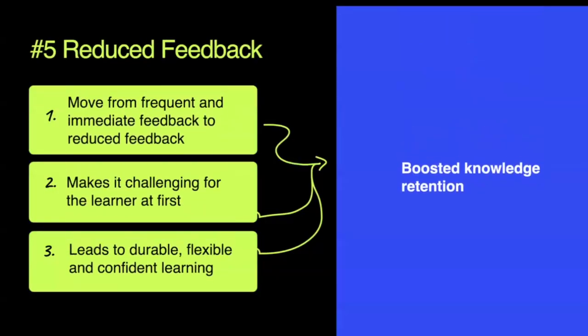The fifth desirable difficulty is called reduced feedback. The idea here is to move away from frequent and immediate feedback to reduced feedback. It does make it challenging for the learner at first, but it is what leads to durable, flexible, and confident learning among learners and absolutely increases knowledge retention as well.